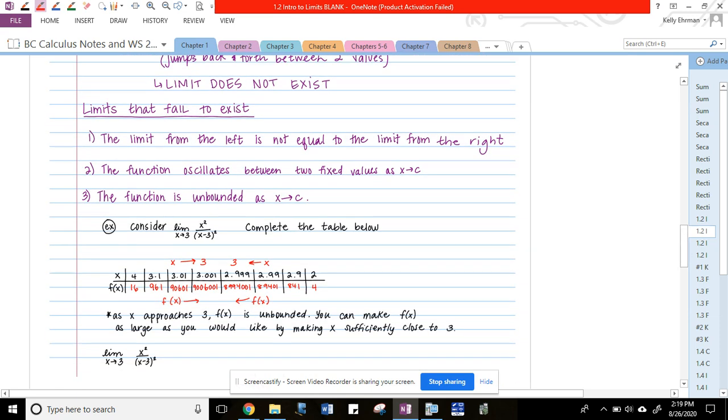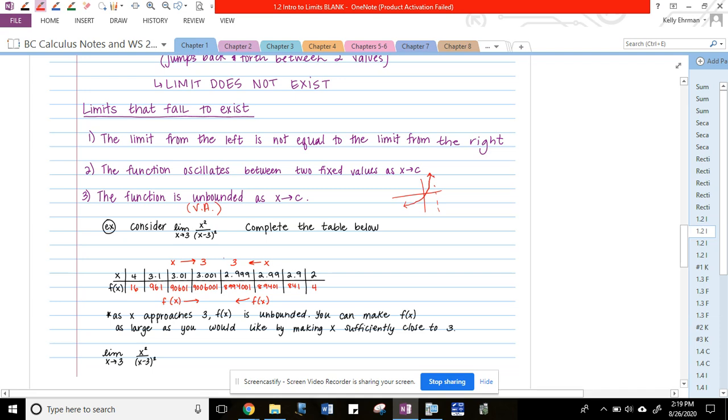What are other limits that fail to exist? So we already talked about this. If the left side is not equal to the right side, so the graph has some sort of a break and a jump in it, if the function oscillates between two values as we approach c. Then the third scenario is if the function is unbounded. What does unbounded mean? Think vertical asymptote, like a rational graph. If I say, what is the value of this function as it approaches whatever the c value is, that's infinity. There is no limit. Infinity is not a number.